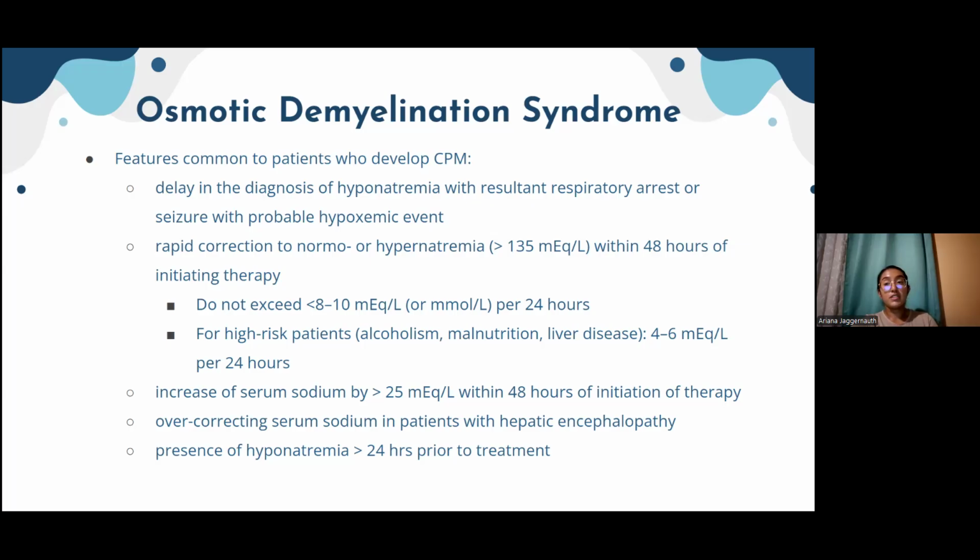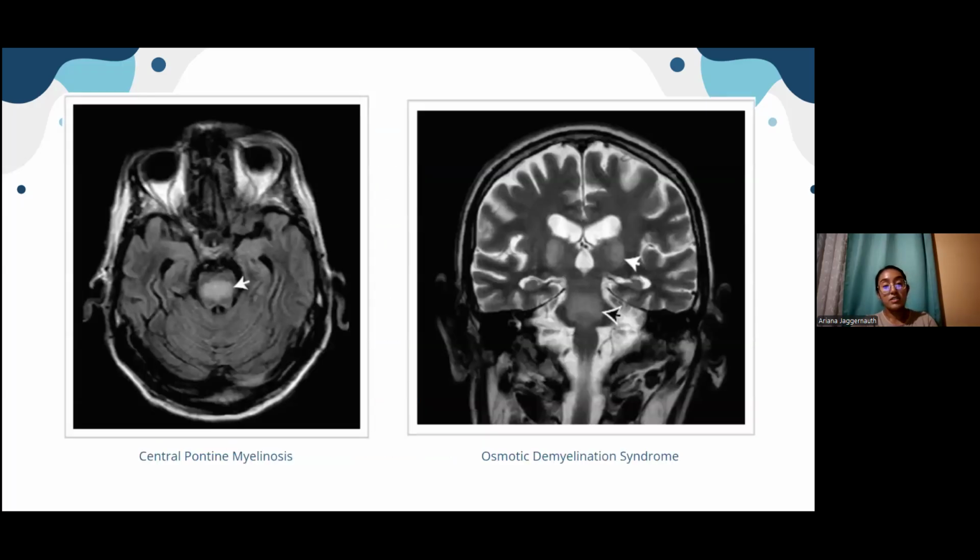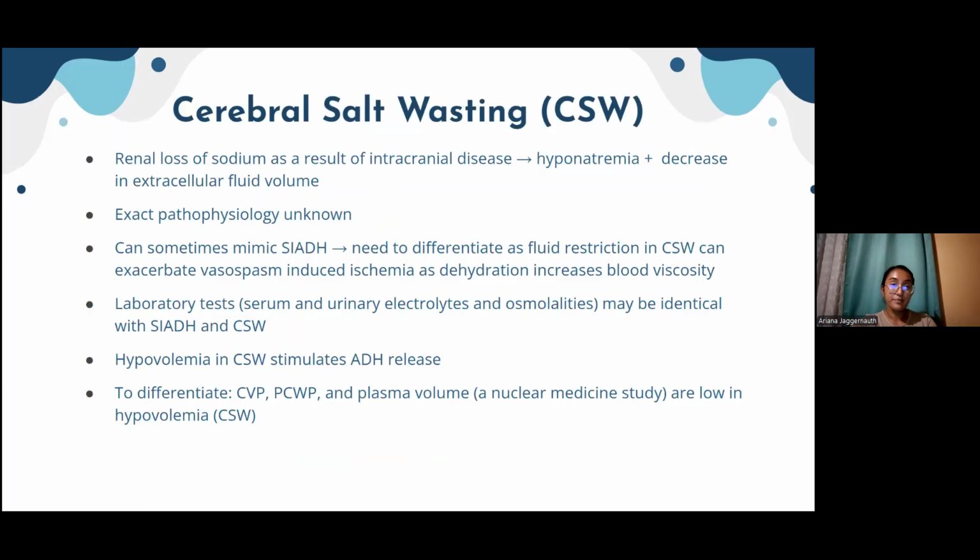Risk is also increased if there's an increase in serum sodium by greater than 25 milliequivalents per liter within 48 hours of initiation of therapy, and again, overcorrecting serum sodium in patients with hepatic encephalopathy or even hepatic disease, and if hyponatremia is present for greater than 24 hours prior to initiation of treatment. These here are just some images showing how these conditions may look on MRI. On the left, we see central pontine myelinosis, and on the right, osmotic demyelination syndrome.